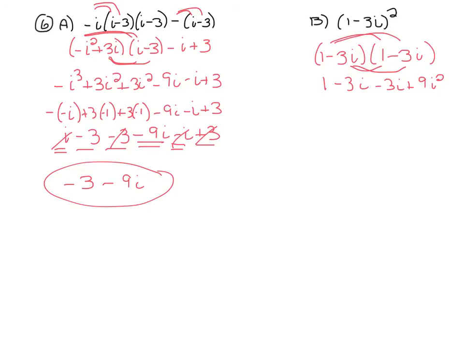Now keep in mind, we know again that i squared is equal to negative 1. So if you replace this with a negative 1, 9 times negative 1 would just be negative 9. So I'm going to bring that down as a negative 9. And let me just bring everything else down. 1 minus 3i, and we already have the minus 9. All right, so again, just combine your like terms. 1 minus 9 is negative 8, and negative 3i and negative 3i is negative 6i.